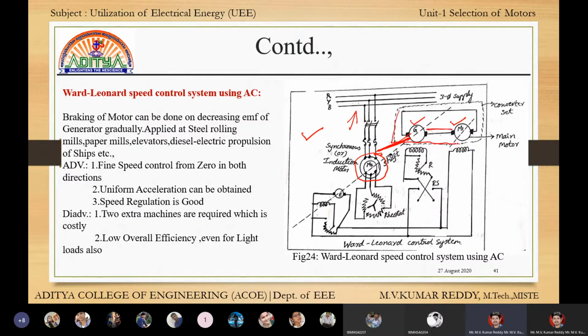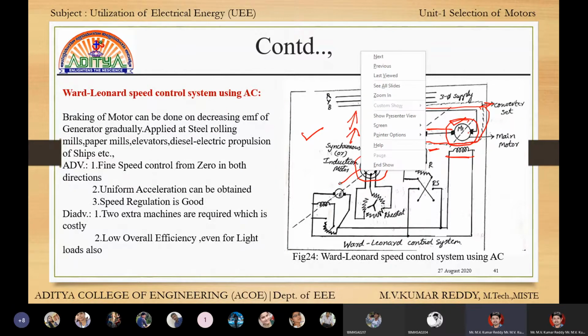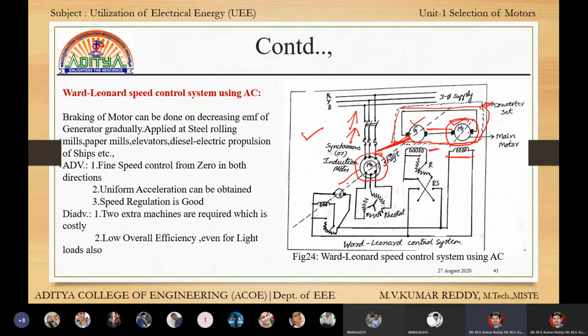This is called a converter set, a generator and a motor. M1 is the main motor, and this main motor is a separately excited motor, and the generator is a separately excited generator. The motor is supplied with AC supply, and if there are any starting problems, then an exciter is mounted on the shaft. This dotted line is the shaft. Next, this is a rheostat, and this is also a rheostat.